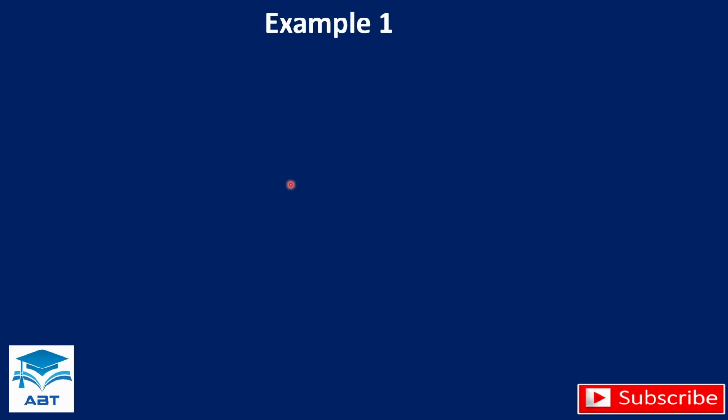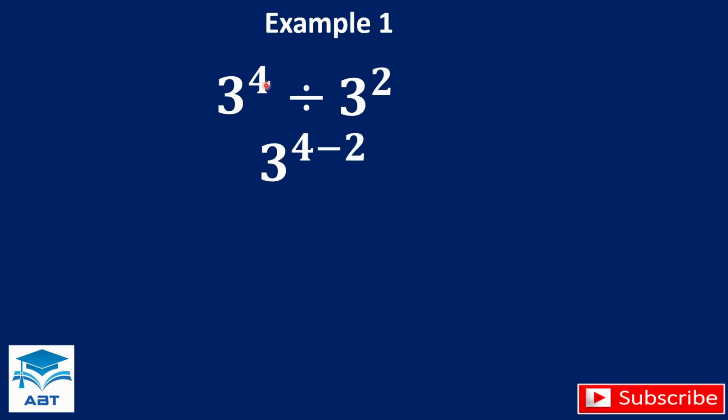For example, if we have 3 exponent 4 divided by 3 exponent 2, since the bases are the same and they are dividing, we maintain the base and subtract the second exponent from the first exponent. So we have 3 exponent 4 minus 2, and 4 minus 2 is 2. So we have 3 exponent 2, and 3 exponent 2 means 3 multiplying itself twice. So 3 times 3 is 9.